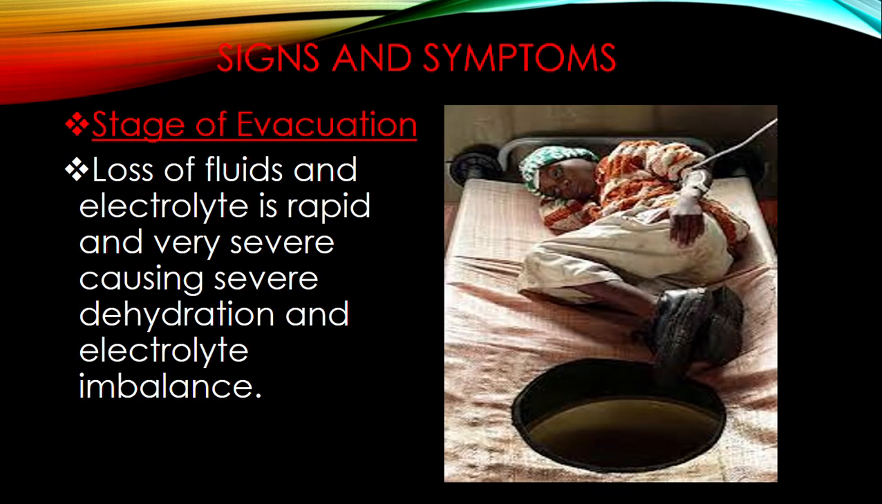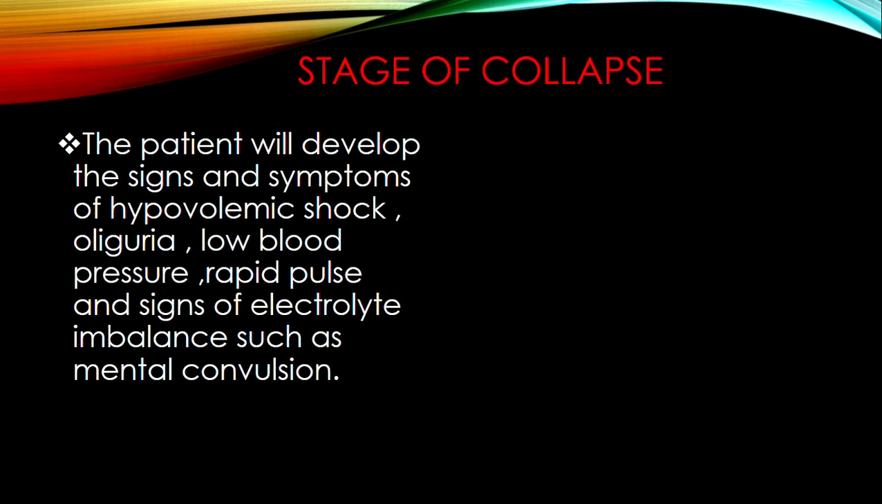So during the stage of evacuation, loss of fluids and electrolytes is so rapid and severe, causing severe dehydration and electrolyte imbalance. So the patient will develop signs and symptoms of hypovolemic shock. So we know that hypovolemic shock comes about due to the loss of body fluids. So now, because this person is losing a lot of water through diarrhea, including electrolytes, this person will go into hypovolemic shock.